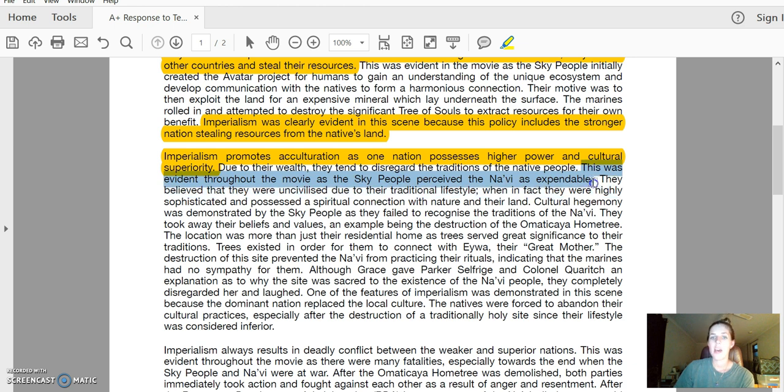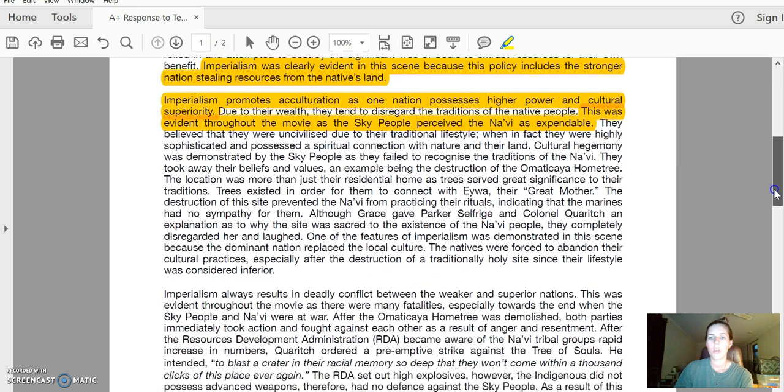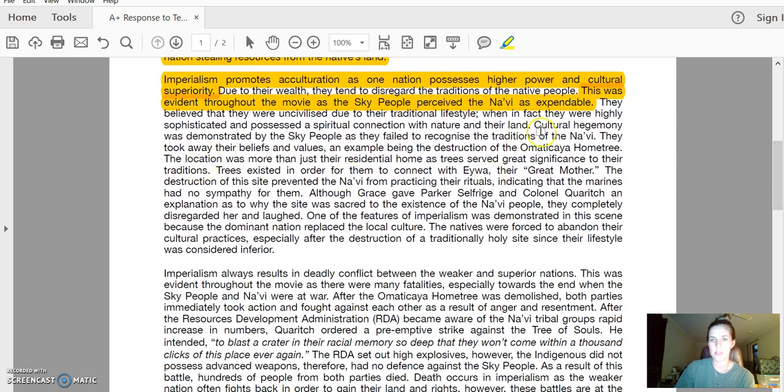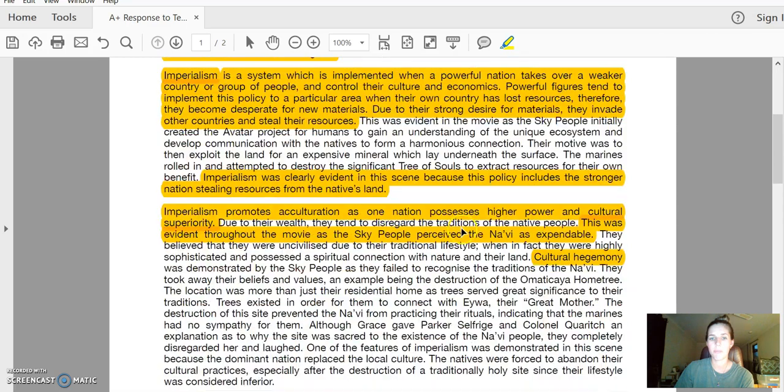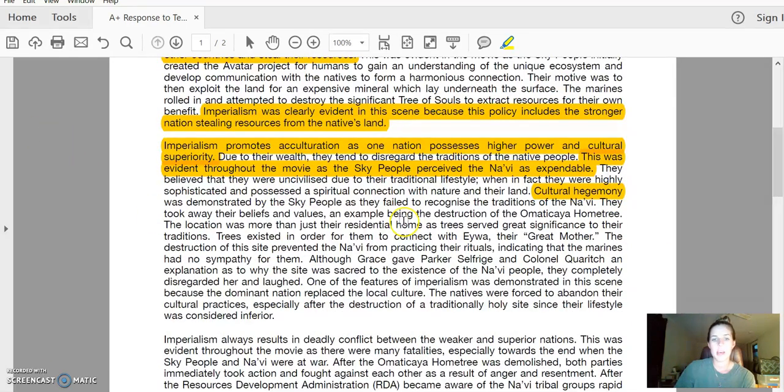She said that the Sky people perceived the Na'vi as expendable. They believed that they were uncivilized due to their traditional lifestyle, when in fact they were highly sophisticated and possessed a spiritual connection with nature and their land. Cultural hegemony was demonstrated, so that's another thing she talked about up here. Cultural hegemony by the Sky people as they failed to recognize the traditions of the Na'vi.